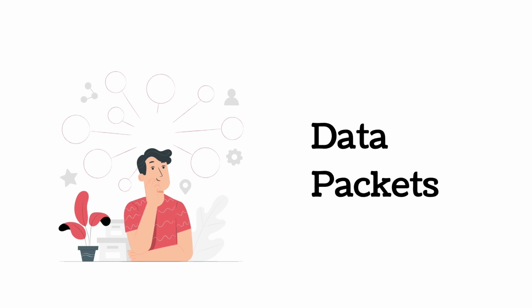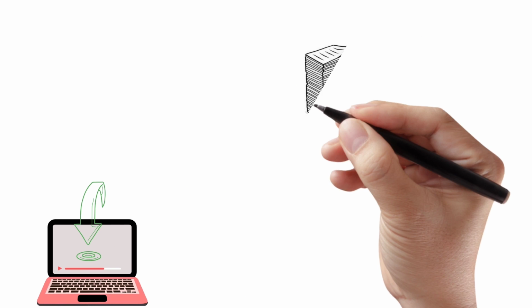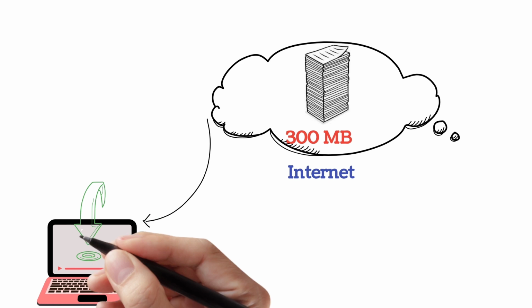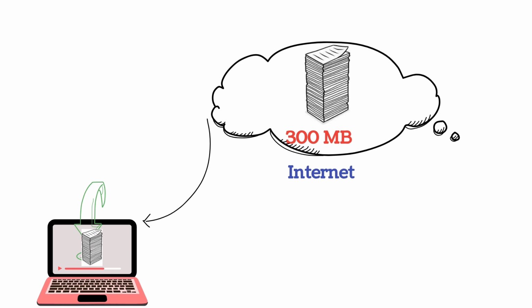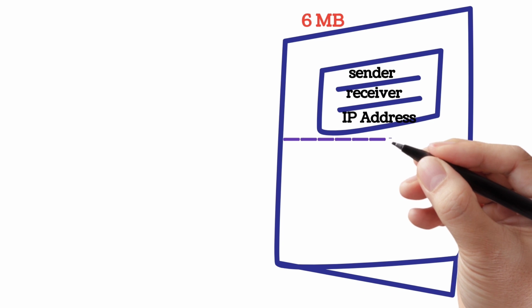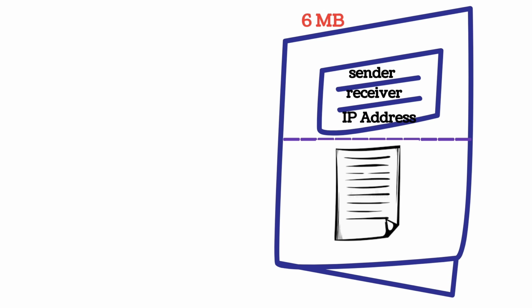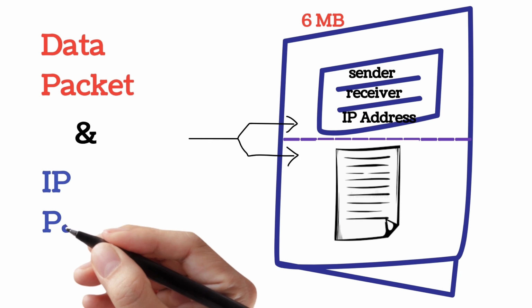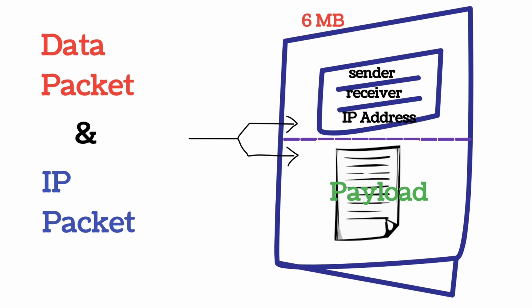Before starting with firewall types, you must know what data packets are. When we want to download a file of size 300 MB from the internet, we will not receive the entire 300 MB data at once, but we will receive small packets like 6 MB every second. Some part of this 6 MB packet is occupied with information like which computer is the sender and which is the receiver, etc. The remaining portion of the 6 MB packet contains part of the actual data that we want to download. So part of actual data plus some information together forms a data packet or IP packet, and this part of actual data is called payload.